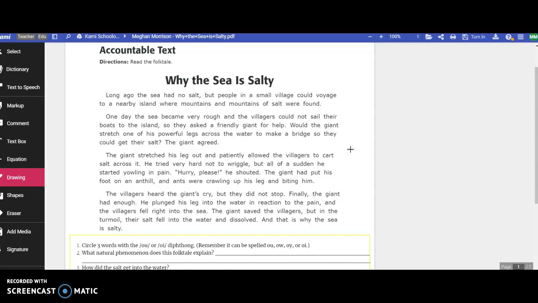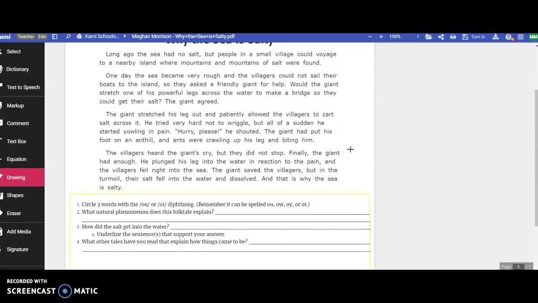All right, so be thinking, what is this explaining? What natural thing about the world is this folk tale explaining? Maybe it reminds you of other stories that talk about how things came to be. If you've heard the legend of the bluebonnet, it talks about how bluebonnet flowers came to be all over Texas, for example. For number 4, if you don't have any other ones, that's okay.